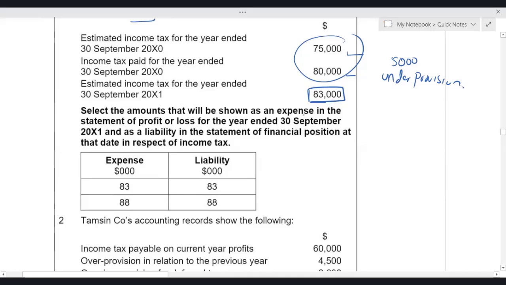Select the amount that will be shown as an expense. Can I say so? Expense is going to be 88. Liability will be 83.